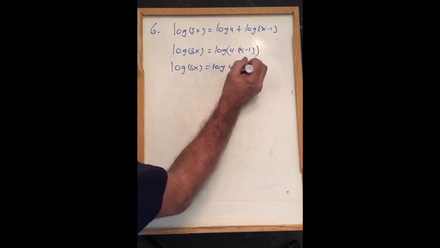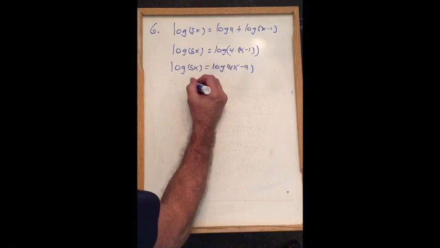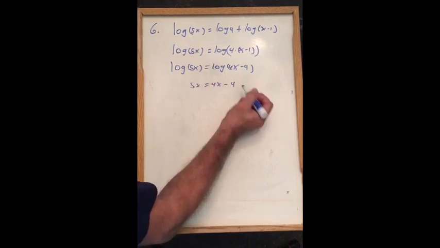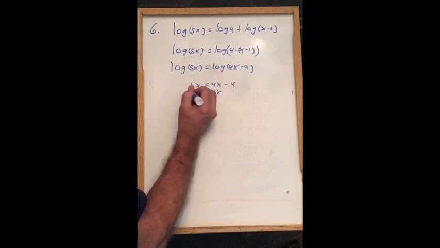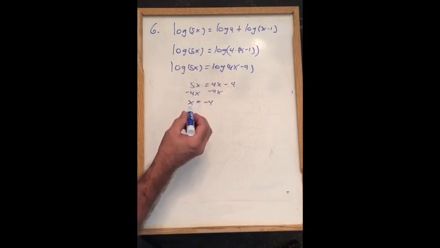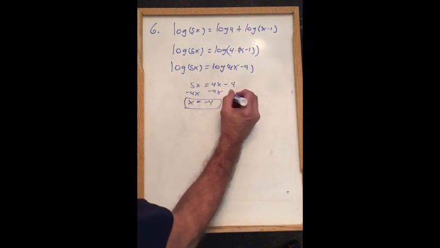That would be 4x minus 4 inside here. Now, since we have two logs, I can drop the logs and say 5x has to equal 4x minus 4. And I can subtract 4x from both sides to get x equals minus 4. This would be the answer, and I believe the answer guide says this is the answer, but the answer key is wrong.